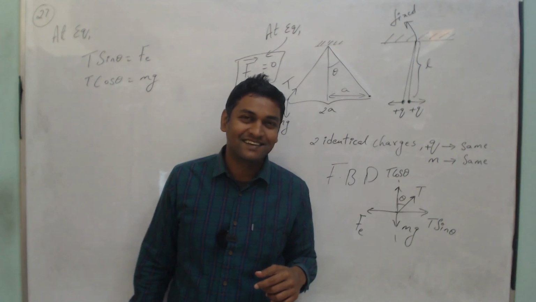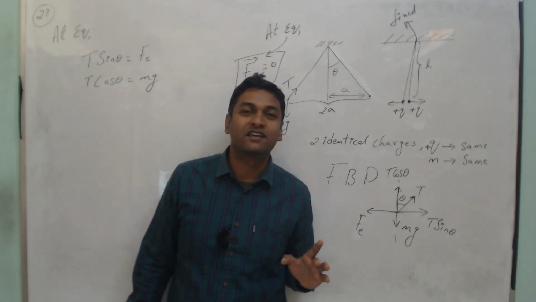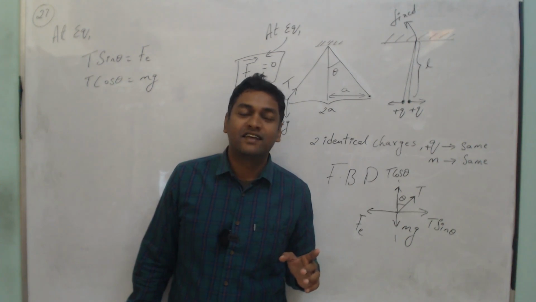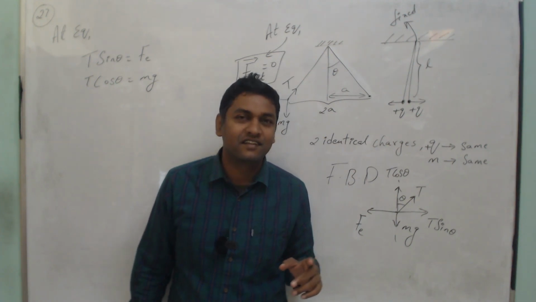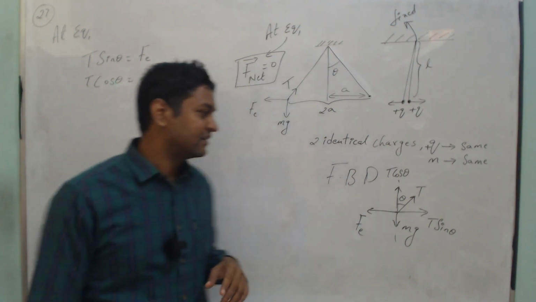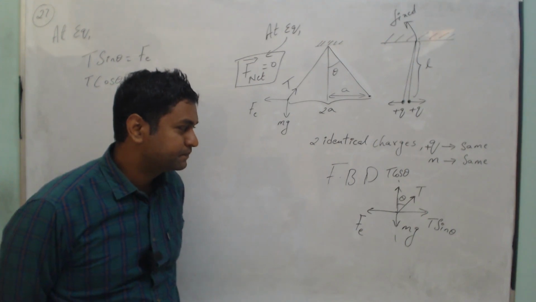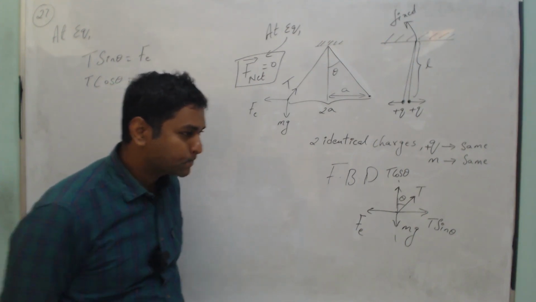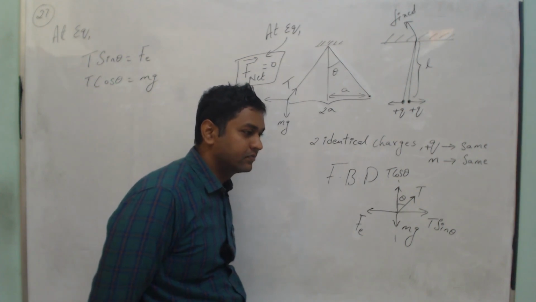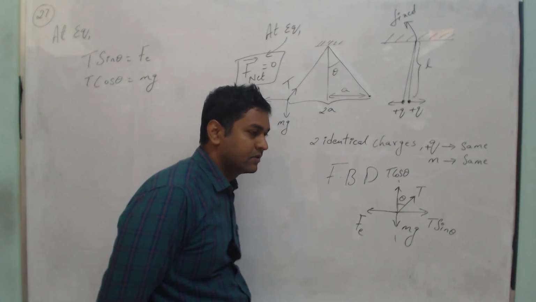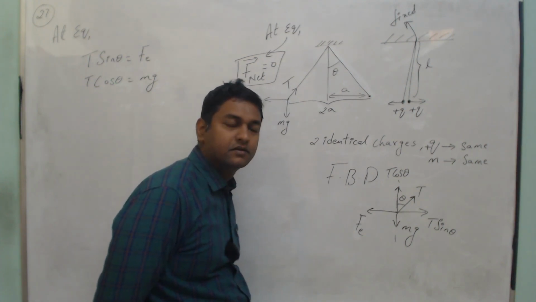Understood. You understood how I can write? Yes, sir. Explain. Sir, the net force is 0. That's why one component is, both of them are in opposite directions if we take along the y-axis. So T cos theta will be equal to mg.